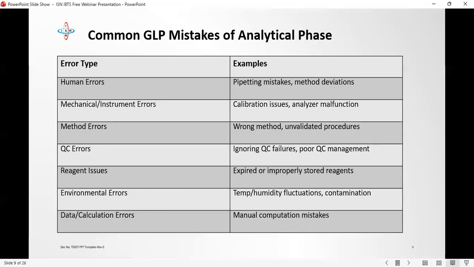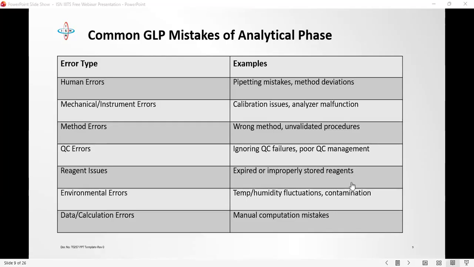So some common errors that we can see during the analytical phase are, one, human errors: pipetting mistakes and method deviation. You see a situation where someone mistakenly, because they're in a hurry, says let me quickly do this, especially for those that still run on manual methods, and you pipette mistakenly. So that's part of human error that can affect your analytical phase.